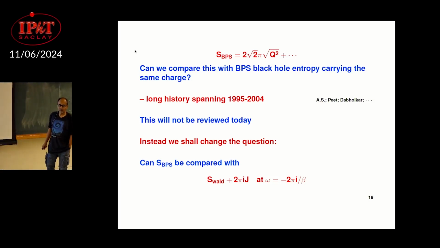So today we are going to change the question. The question will be: is it possible to compare S_BPS with this combination over here, S_world plus 2 pi i J at omega equal to minus 2 pi i over beta, because this is what is supposed to calculate the index from the gravitational path integral.